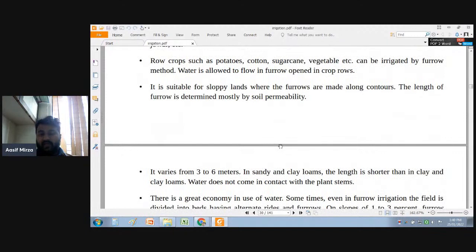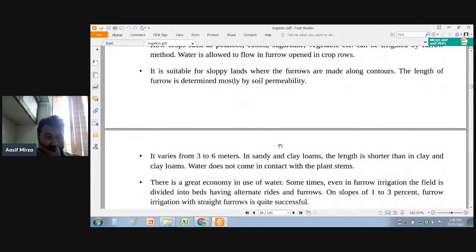Now it varies from 3 to 6 meters in sandy and clay loams. The length is shorter than in clay and clay loams. Water does not come in contact with the plant stems. Now there is a great economy in use of water.